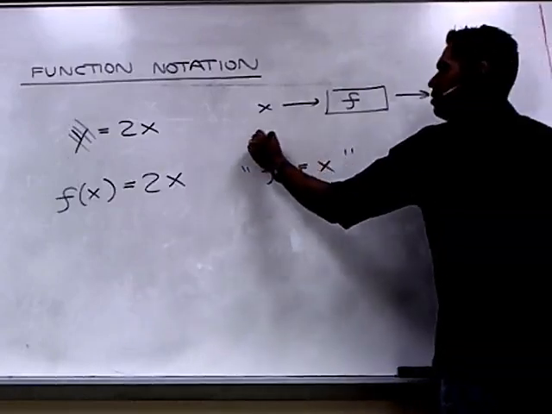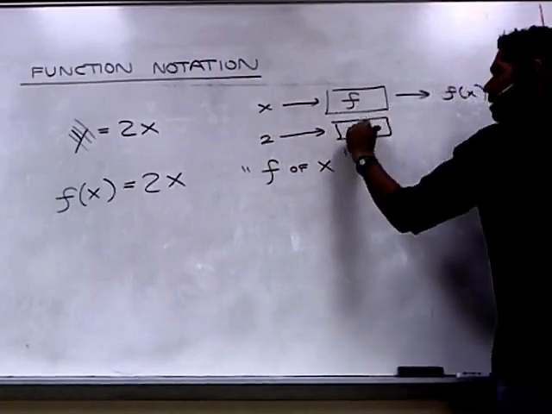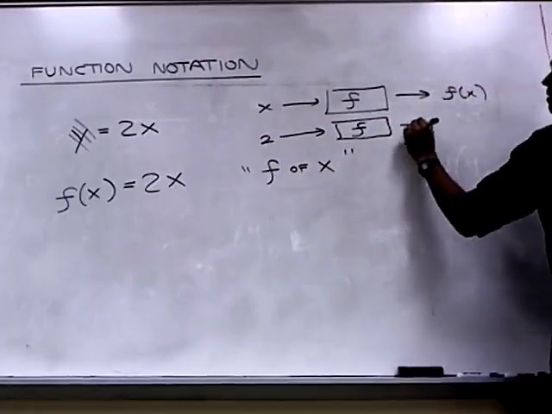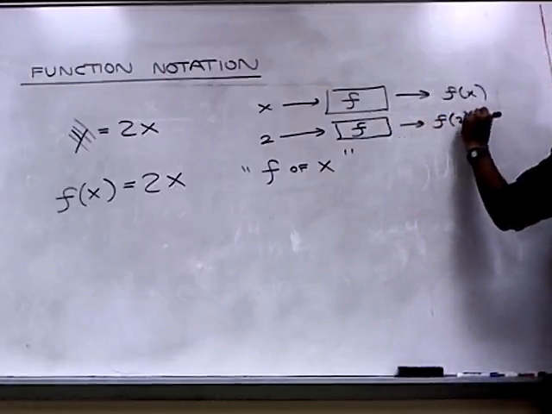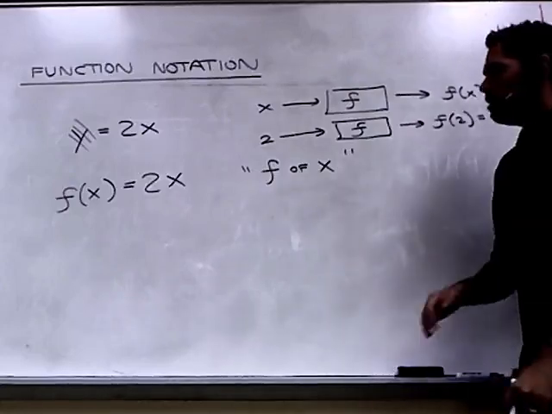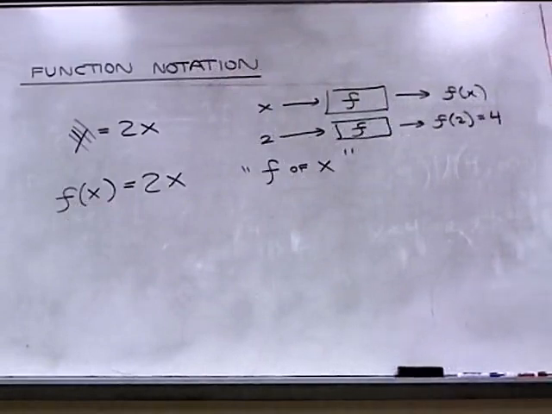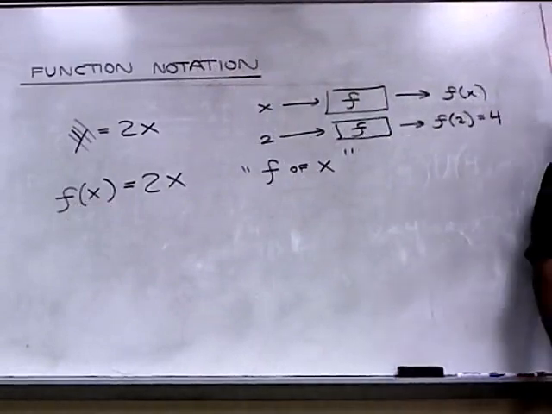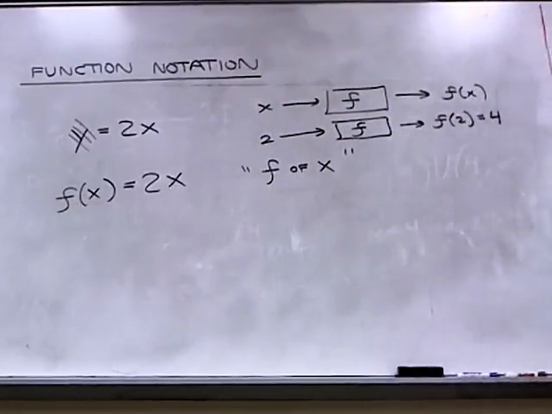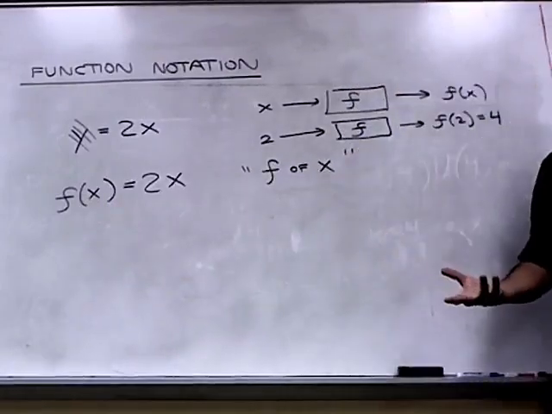So if I plug in 2, what happens? It goes through the function, gets doubled, right? F doubles it, and then it comes out f of 2. What's f of 2, though? It's 4. Okay, so this is the notation. I'm blocking it, I'm sorry. I'm going to stay up against the board like this. And all right, so anytime you see something like this, that means that you have a function.